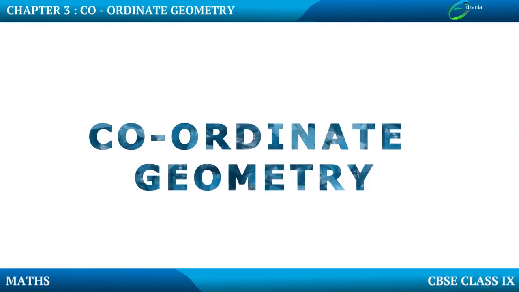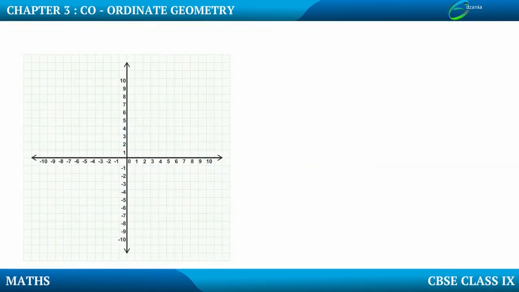Chapter 3, Coordinate Geometry. Now let us move on to the next topic, that is sign convention. Now this sign convention basically tells us the signs of coordinates in different quadrants. Now we are already aware of the 4 quadrants. Let us go through a quick recap.